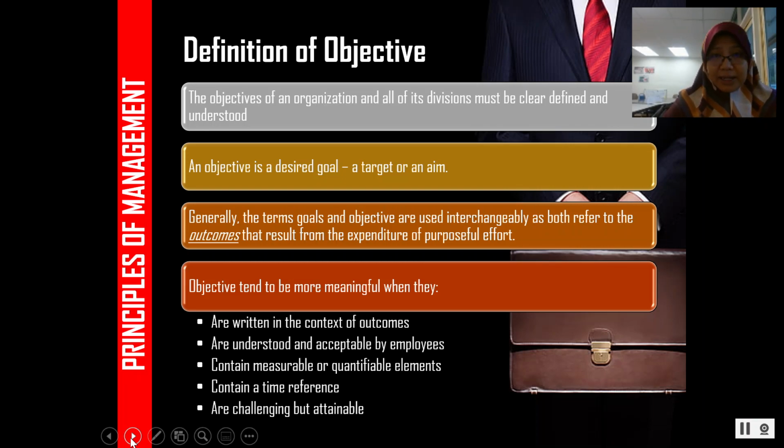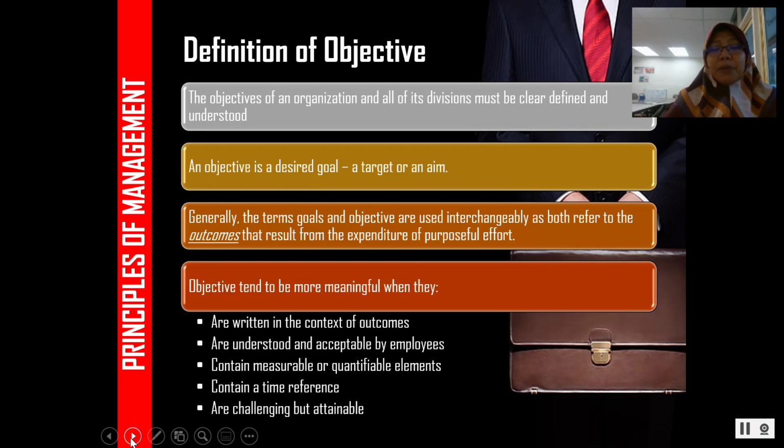So any organization, whether a small one or a big one, private or public, they have their own objective, desired goal that they want to achieve. Generally the terms goals and objectives are used interchangeably, as both refer to the outcomes that result from the expenditure of purposeful effort.